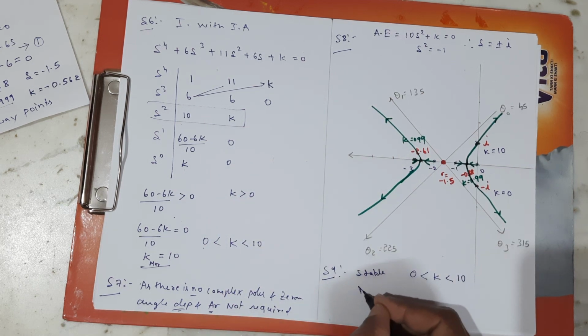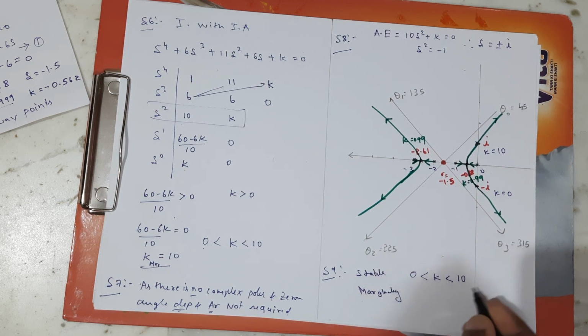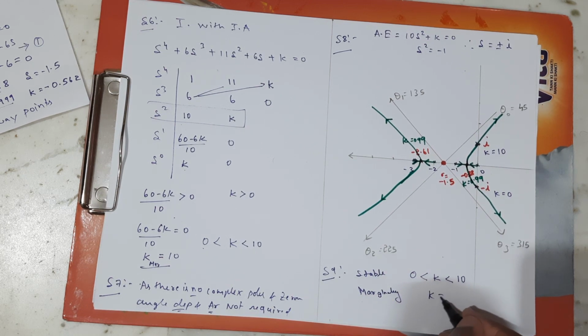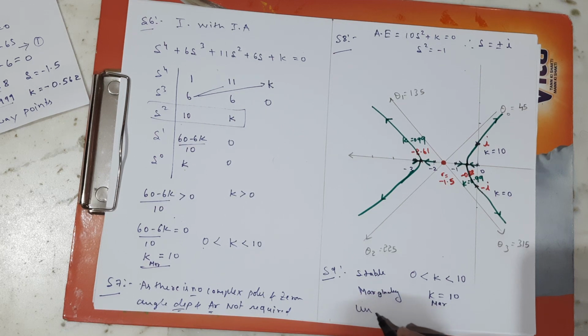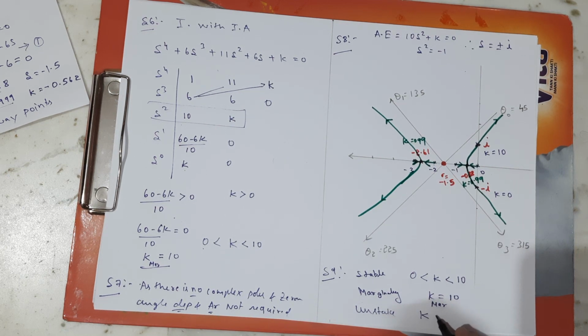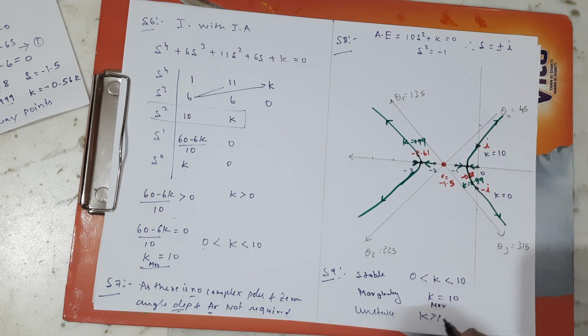When it will be the marginally stable, so when k is equal to 10, so that's why it is called as what? K margin. So when it's unstable, when k is greater than 10, when k value is greater than 10, the system becomes unstable. So this is what the comment on stability.